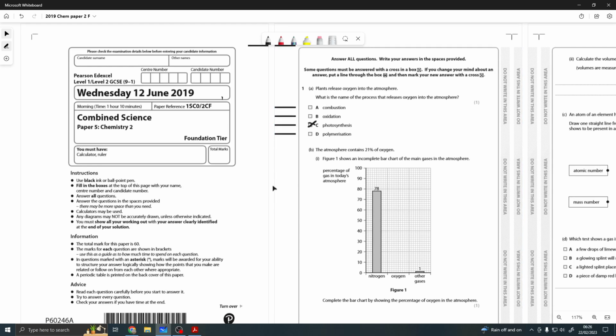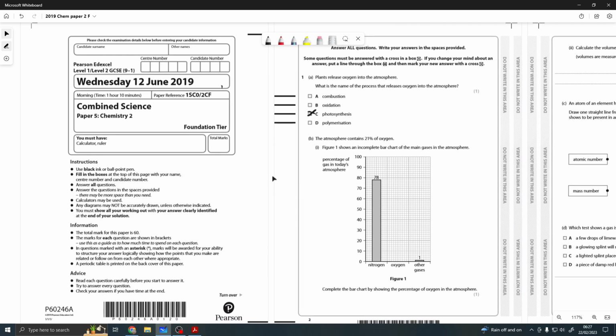Okay, it says the atmosphere contains 21% oxygen. Figure 1 shows an incomplete bar chart of the main gases in the atmosphere. Complete the bar chart by showing the percentage of oxygen in the atmosphere. That is a typical question to miss. Don't miss it. You think there's nothing there to do. So you've got to draw a line here somewhere at 21. It doesn't matter how big the bar is.